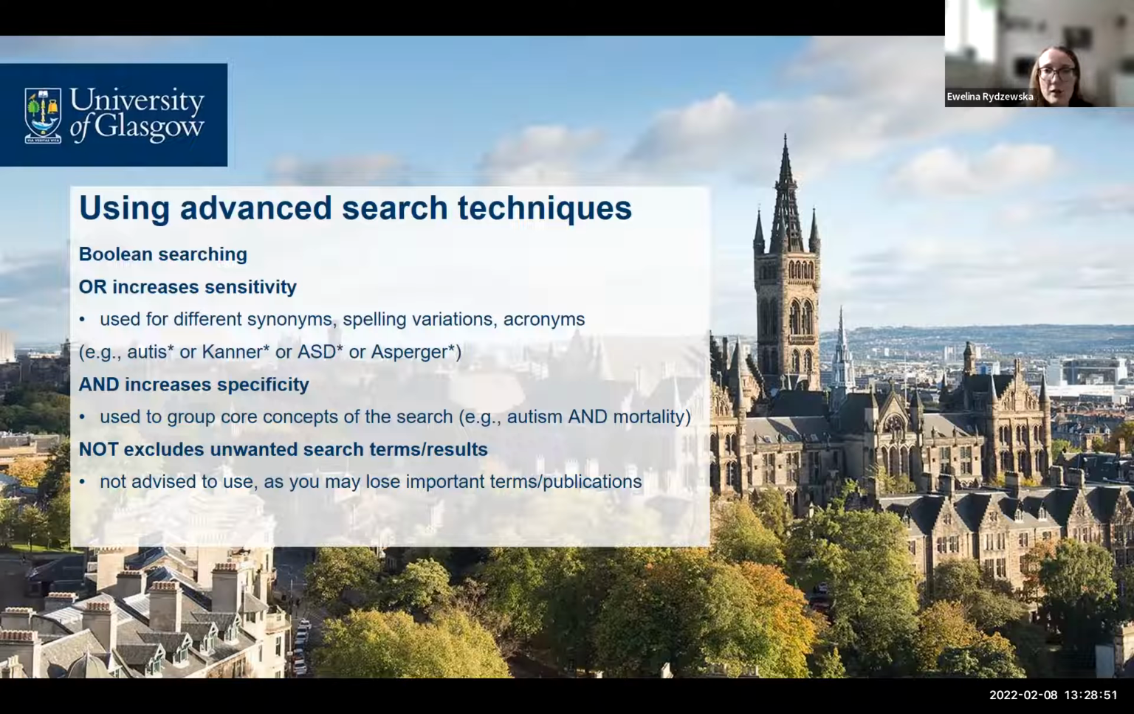The word "and" can help you increase the specificity of your search, and it's used to look at the core concepts in your search. So you use that word to make sure that you include all of the concepts that you want the relevant papers to cover. If I'm looking at rates of mortality in autistic people, then I want my papers to mention both any kind of word on autism, and this could be one of these I've listed above, and also mortality.